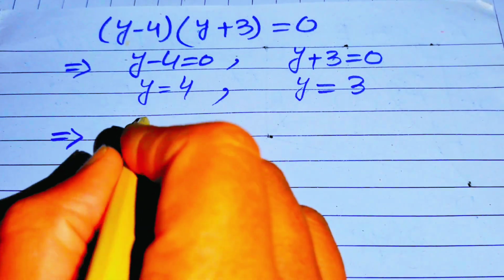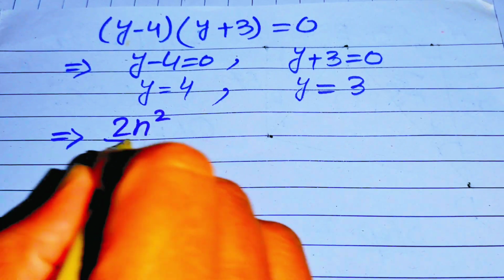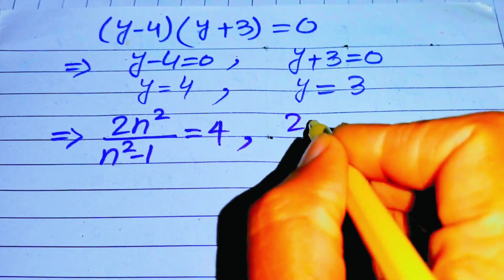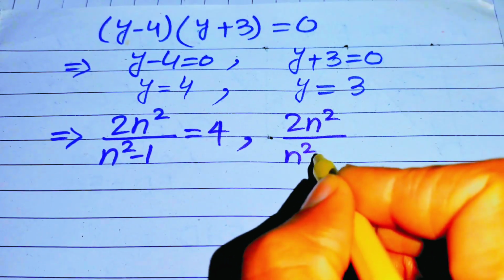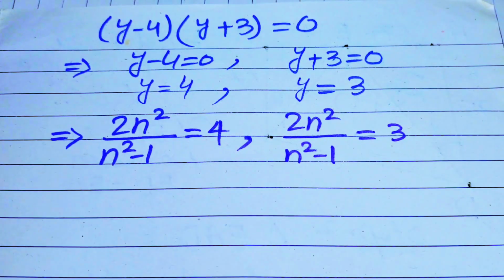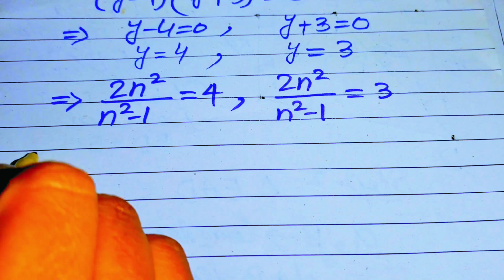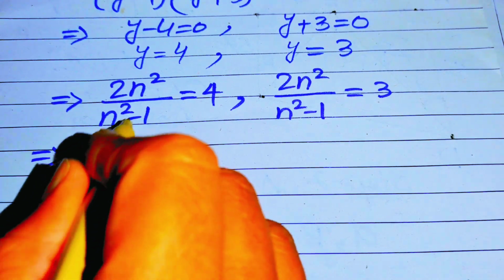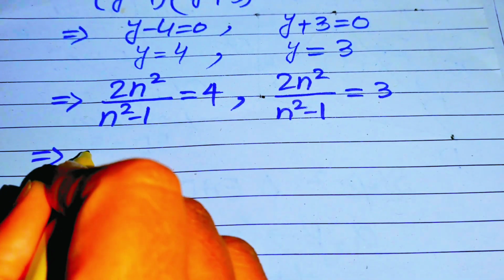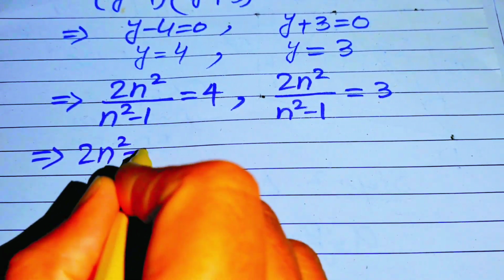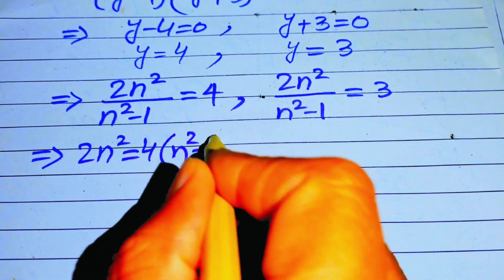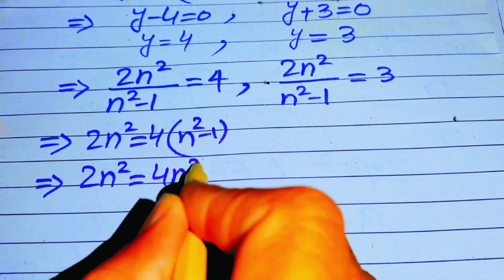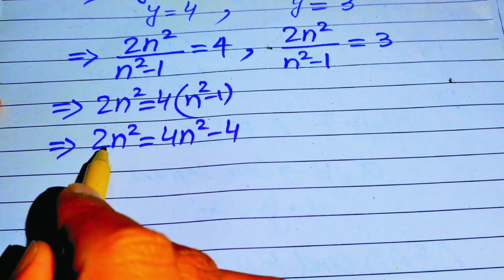So we have y, which is 2 times n square divided by n square minus 1, equals to 4, and in this case 2 times n square divided by n square minus 1 equals to 3. So here we need to solve these two equations. First we rearrange these terms and convert it into the standard quadratic form. So here we move this n square minus 1 to the right hand side and we get 2 times n square equals to 4 times n square minus 1, and we have 2 times n square equals to 4 times n square minus 4.